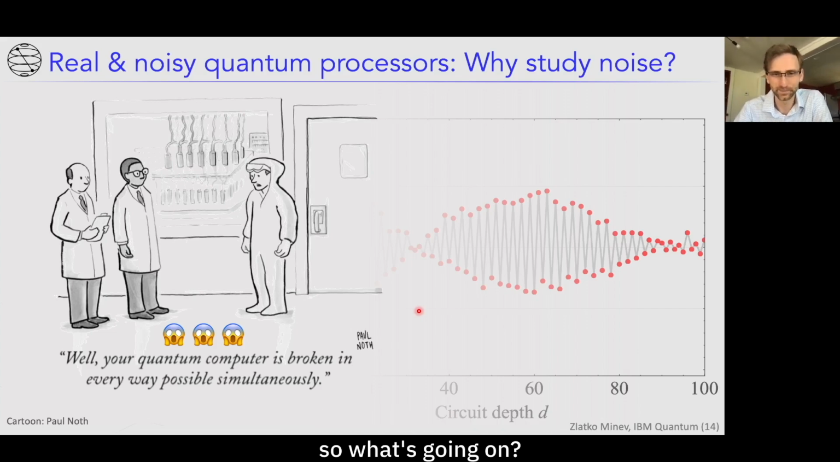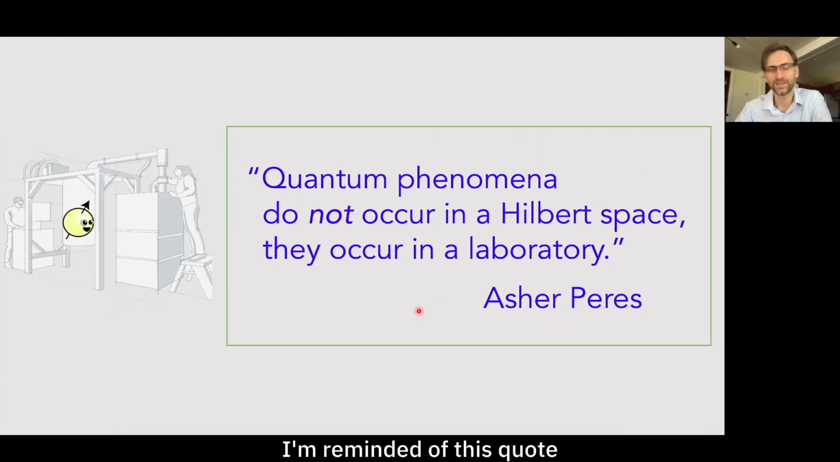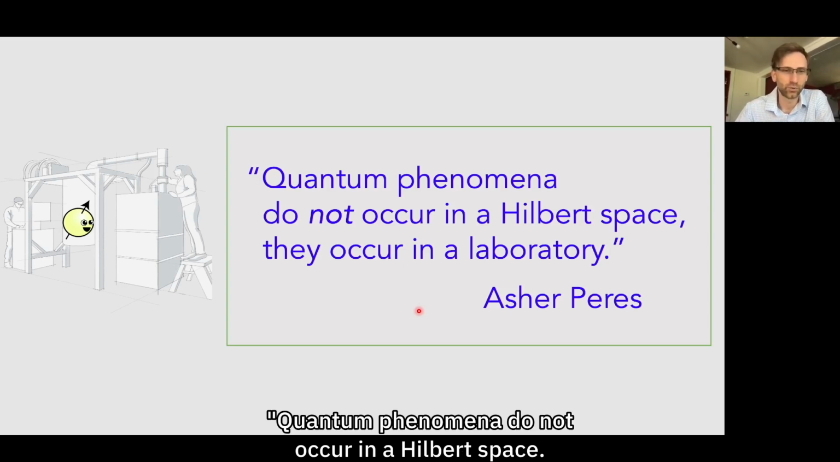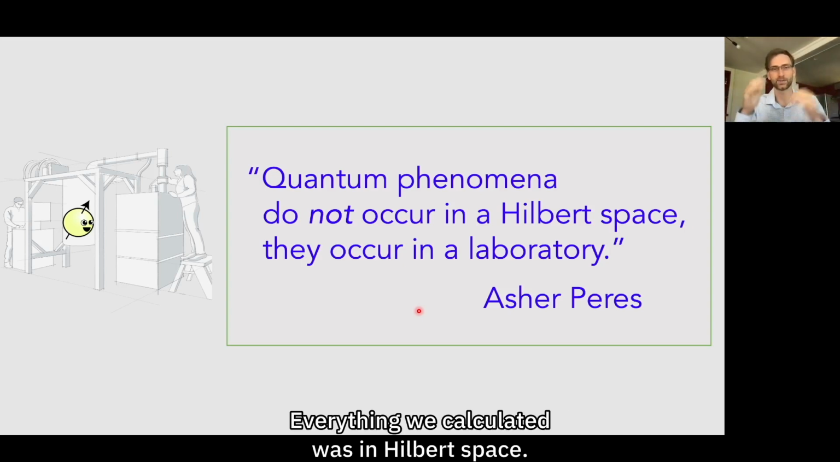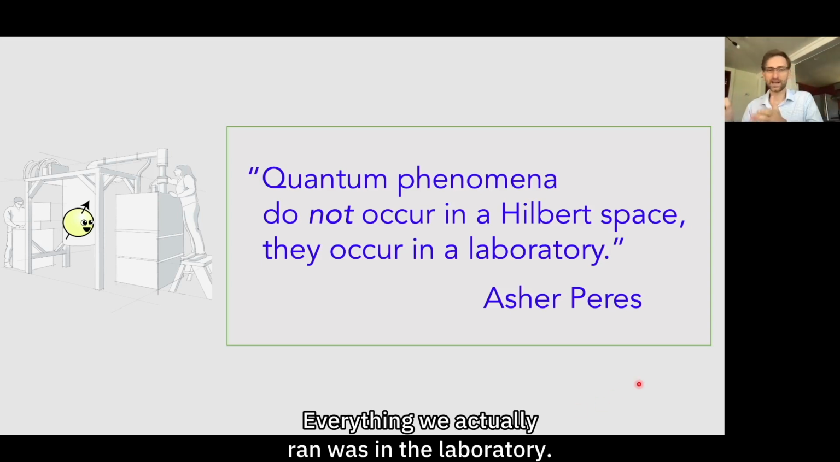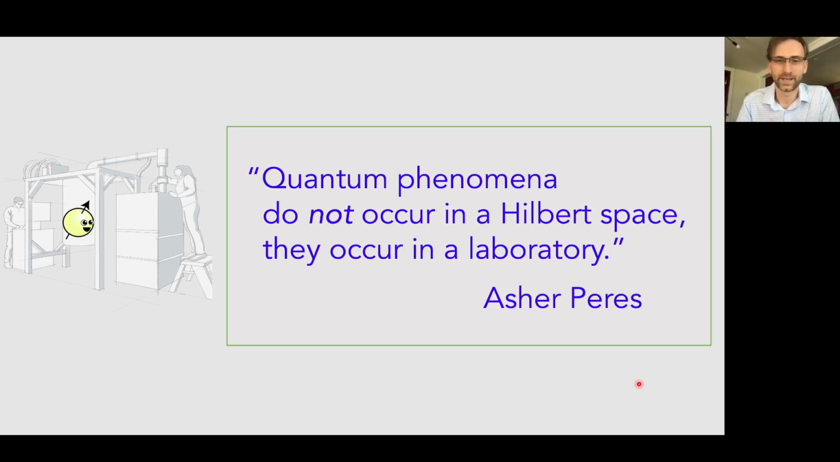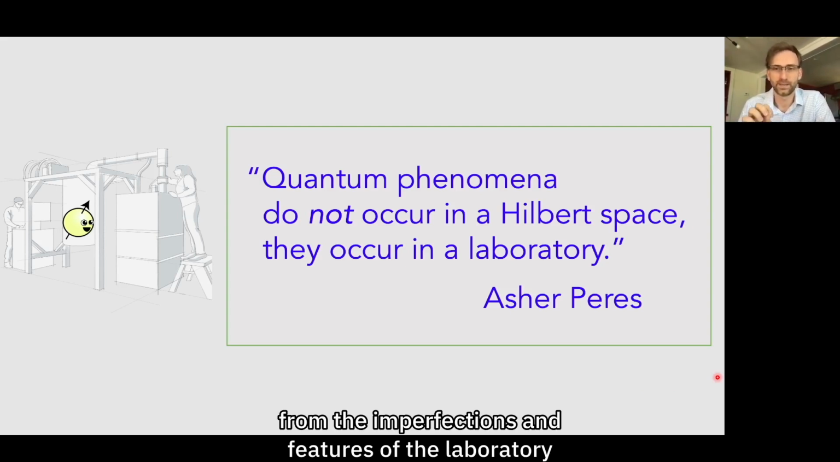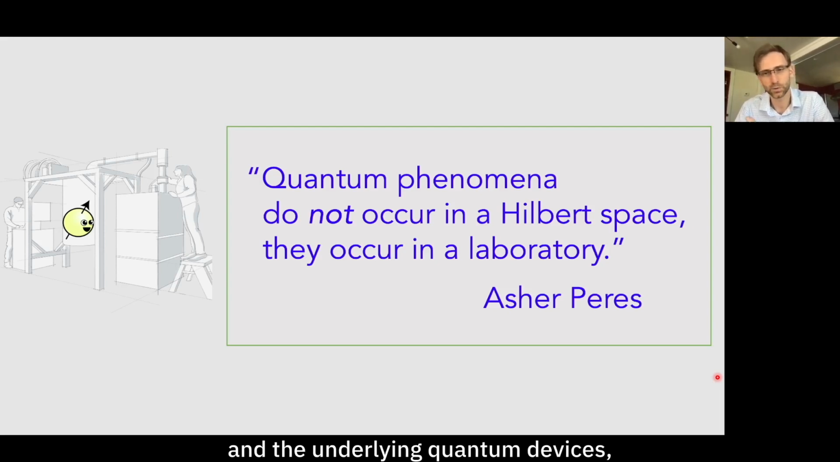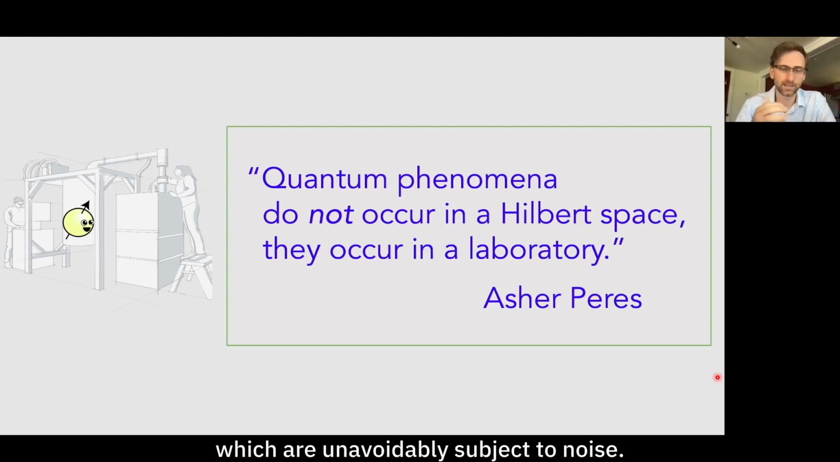So, what's going on? I'm reminded of this quote by the famous physicist Asher Peres. Quantum phenomena do not occur in a Hilbert space. They occur in the laboratory. Everything we calculated was in Hilbert space. Everything we actually ran was in the laboratory. In other words, real experiments don't occur in Hilbert space. They are inseparable from the imperfections and features of the laboratory and the underlying quantum devices, which are unavoidably subject to noise. Noise causes errors.